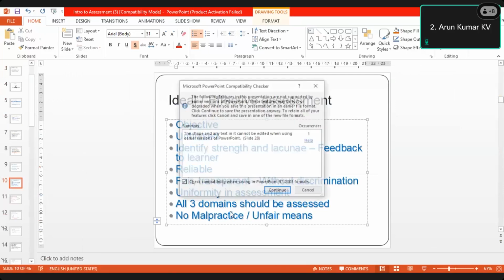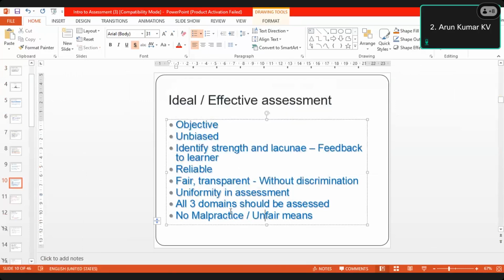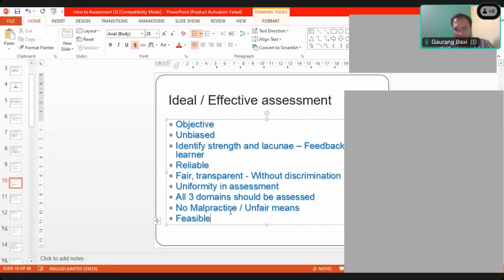Sir, it should be feasible. Assessment procedure should be feasible. Any assessment should be feasible. Absolutely true. Be easy to administer. That is feasibility. Yes.